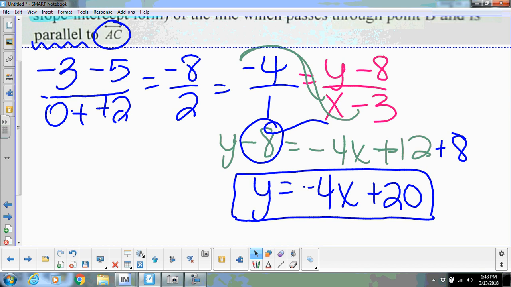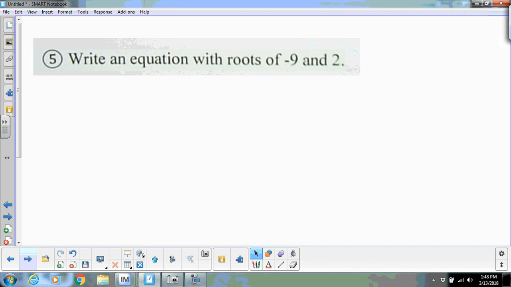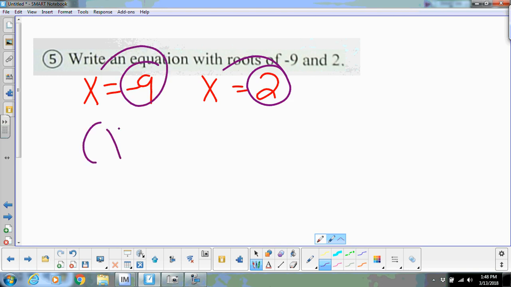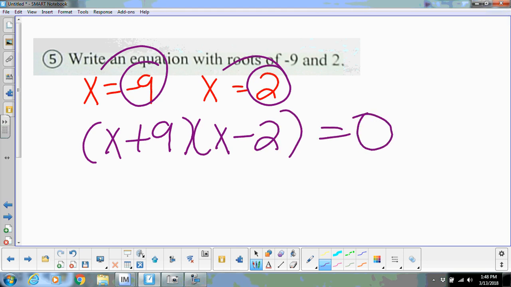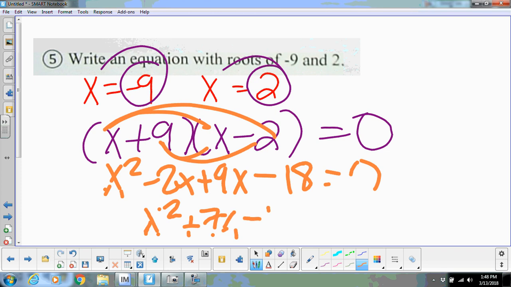All right, 5, 6, and 7 are your write the equation of a line given the roots problems. So remember, we always start with x equals our numbers, and then we rearrange those. So this is going to come over here and over here. So that gives me x plus 9 and x minus 2. Making an equation, make sure you set it equal to 0. And then we distribute. So that should give us a final answer of x squared plus 7x minus 18 is equal to 0.